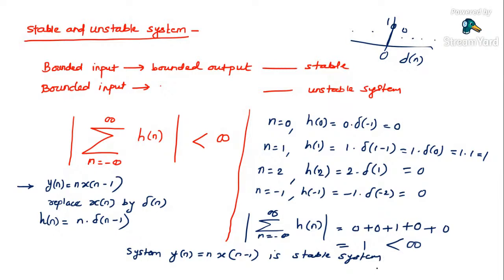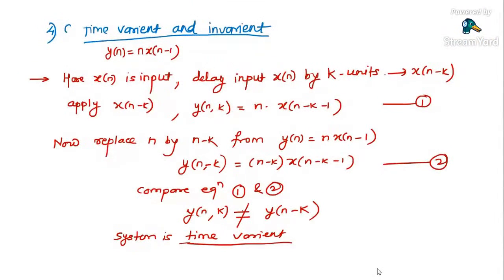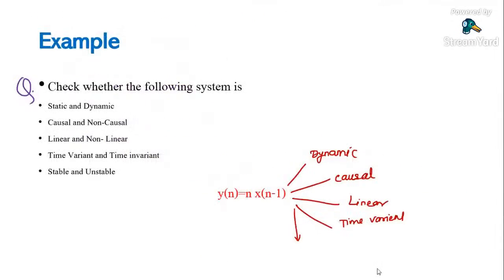Stable system. So yesterday we solved various things on it. We have checked it for static, dynamic. It is a dynamic system. This system is a causal system. This system is a linear system. This system is a time variant system, and this is a stable system.